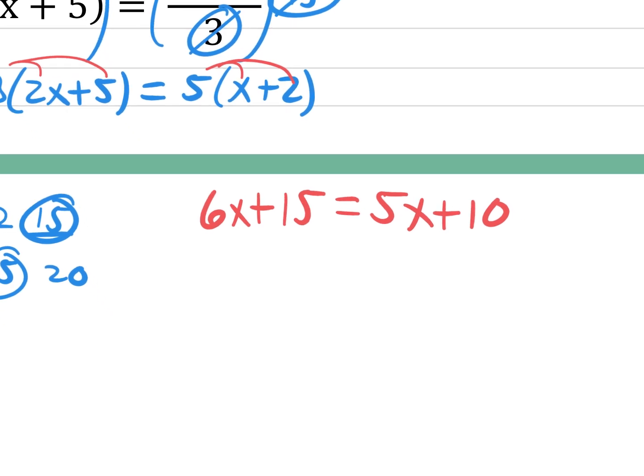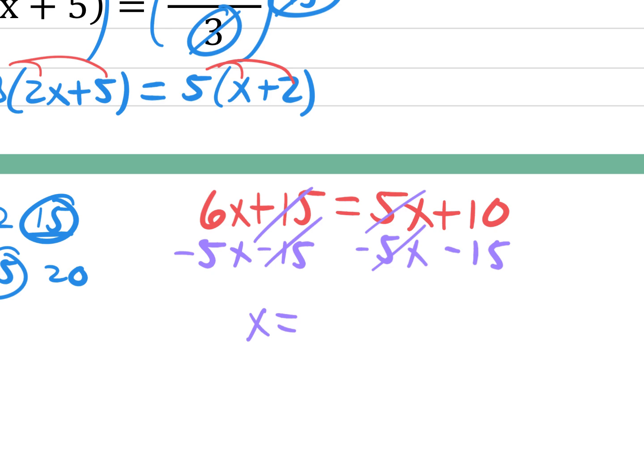All right, and then now, as always, get the x's to one side. Get the constants on the other. All right, so 15 goes away, 5x goes away. Then we get 6x minus 5x is just x. And this equals 10 minus 15 is negative 5.